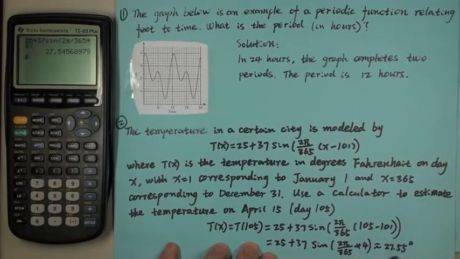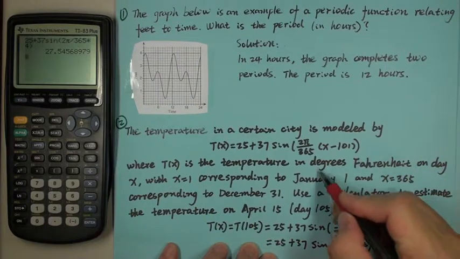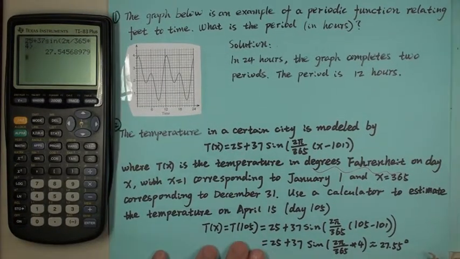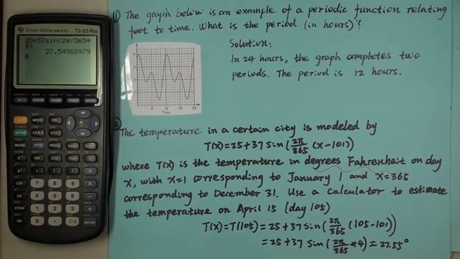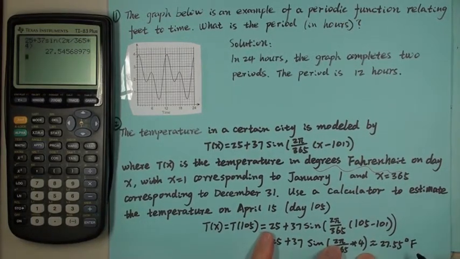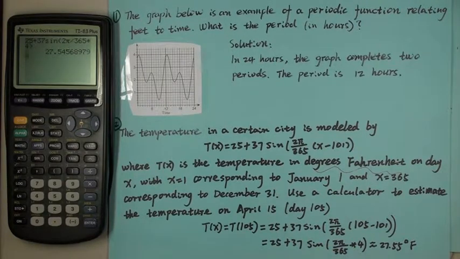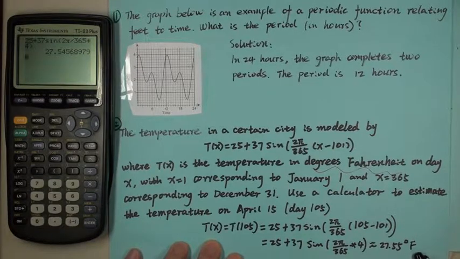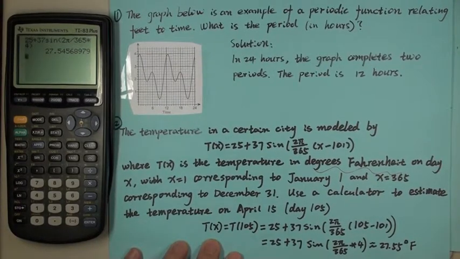You then have 27.55 degrees Fahrenheit. If you want, you may put F here for Fahrenheit. That means the prediction for the temperature on April 15th, the 105th day, is 27.55 degrees. Depending on the requirement, you may say that's 28 degrees.